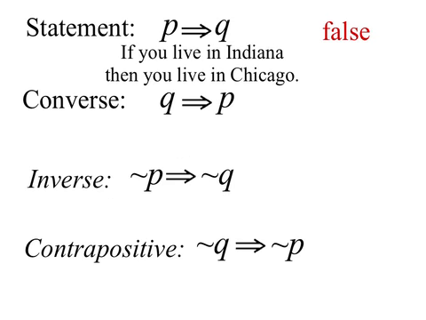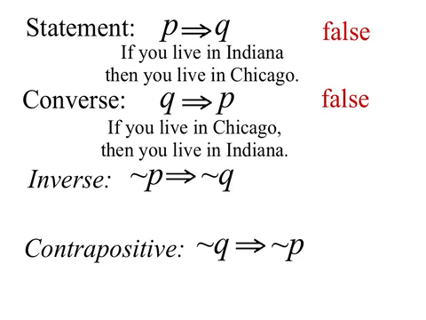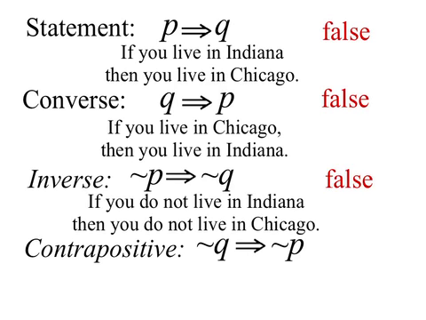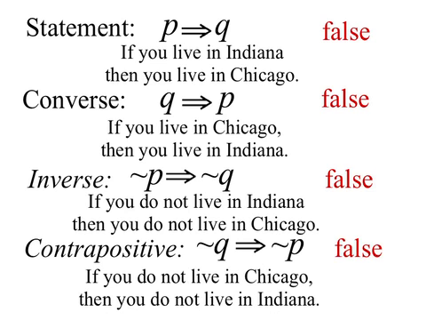Well, let's do one where everything is false. If you live in Indiana, then you live in Chicago. Of course not. If you live in Chicago, then you live in Indiana. The converse, also false. If you do not live in Indiana, then you do not live in Chicago. Well, that's false. And if you do not live in Chicago, then you do not live in Indiana. And that's also false.